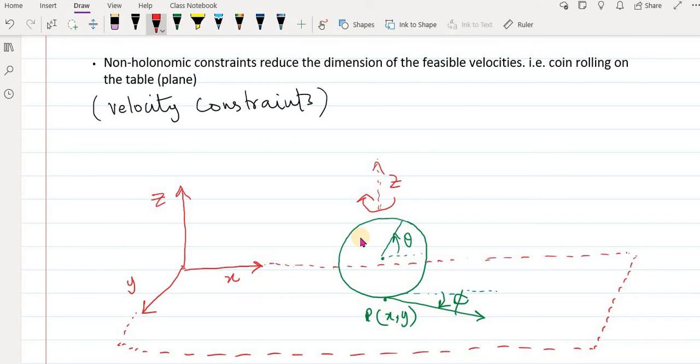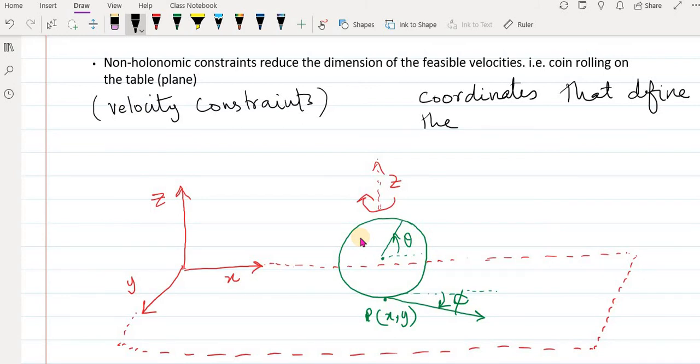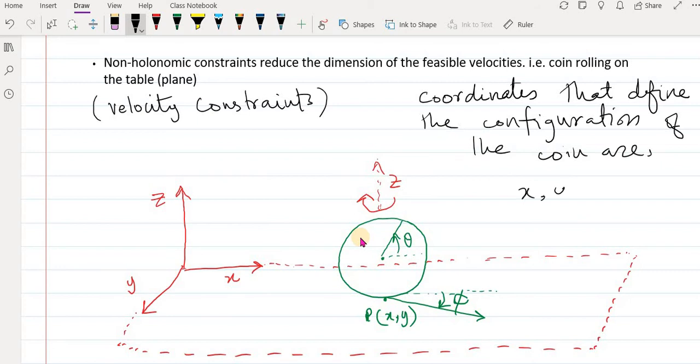So the idea is that this coin cannot have velocities about certain axes. The velocity of this coin is constrained along certain axes. If we notice, the coordinates that define the configuration of the coin are x, y, theta, and phi. So these four coordinates can be used to define the configuration of this coin.